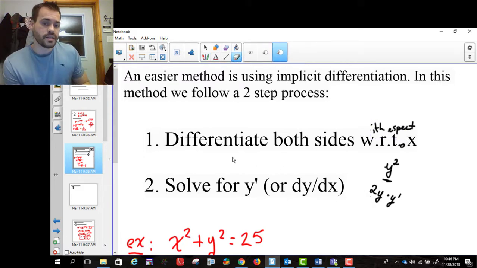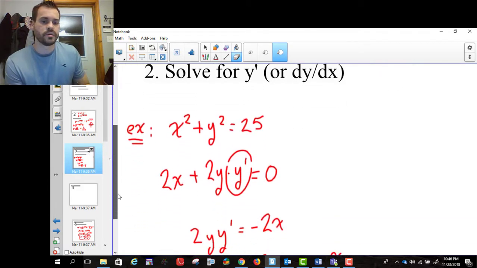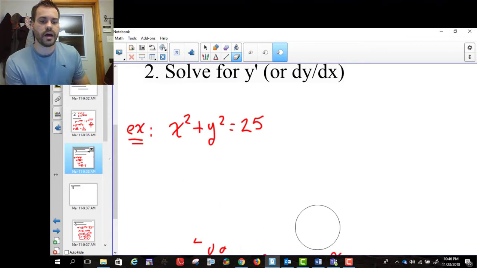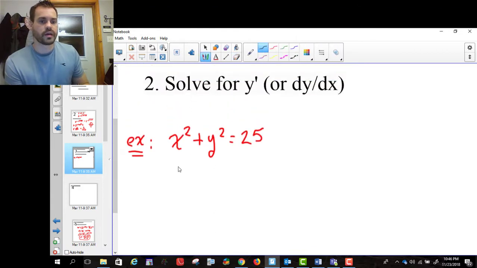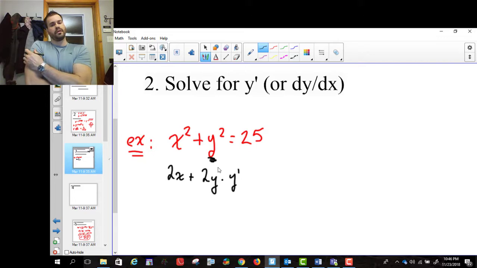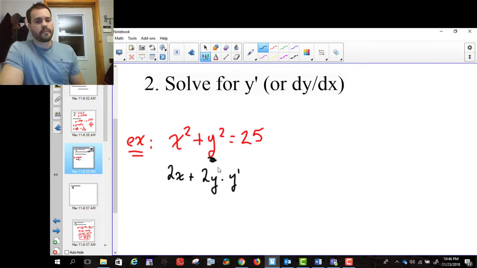And that's because then the second step is to solve for y prime. So if we look at x squared plus y squared equals 25, and I say I want to take the derivative of this implicitly, the first step says take the derivative of everything. So the derivative of x squared is 2x. That's easy enough. The derivative of y squared we just did, it's 2y, and then multiply by y prime. And again, that's because it's a chain rule. We're treating y as a function of x. And so we don't know the derivative of y, but we're trying to find it. And then the derivative of 25 is 0.